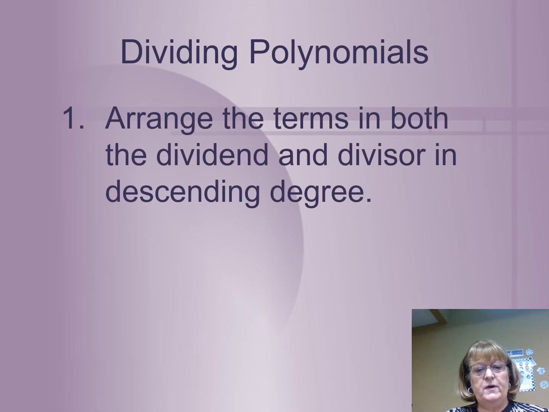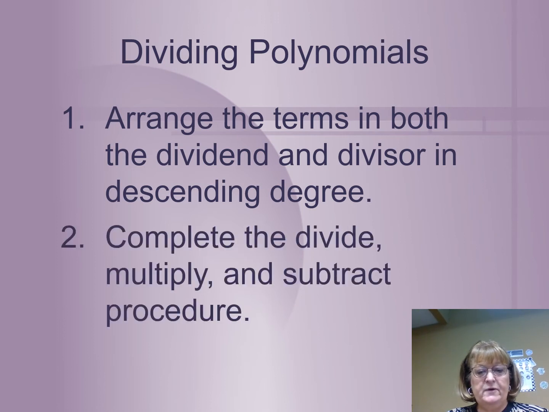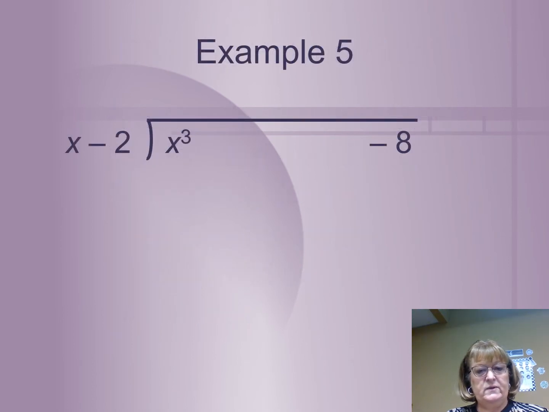All right, so arrange the terms in the dividend, and make sure they're in descending order. That's an important concept. x cubed comes first, then x squared, then x, and so on. So make sure that they're in the right order. Complete the divide, multiply, subtract procedure that we just went through. And let's try this one, okay?